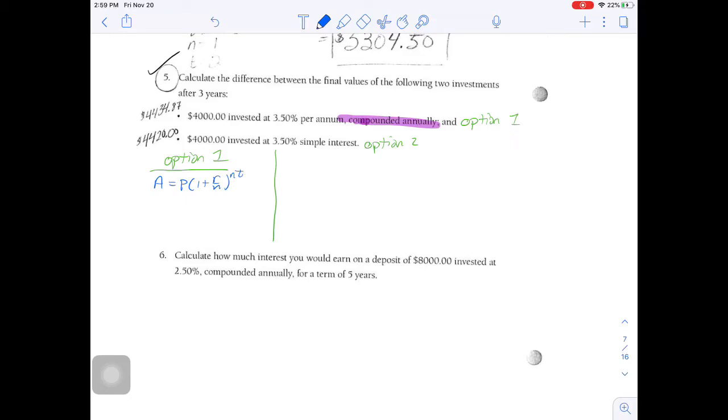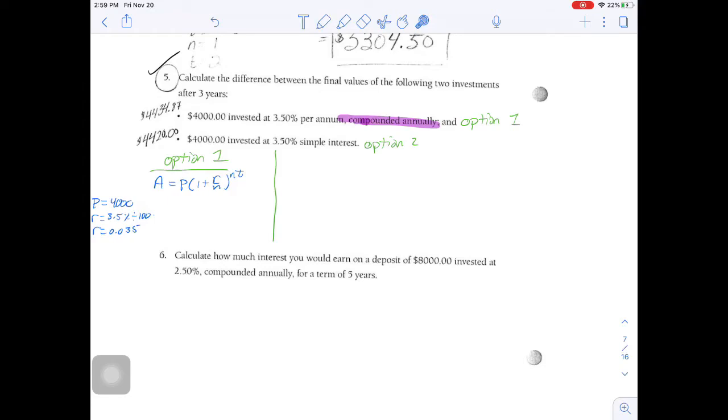Okay, now let's list everything we have here. So what do you start with? You start with $4,000. So P equals 4,000 bucks. R is the annual rate, which is 3.5%. So R equals 3.5%, and remember it has to be in a decimal. So this will be dividing by 100, so R is actually 0.035.